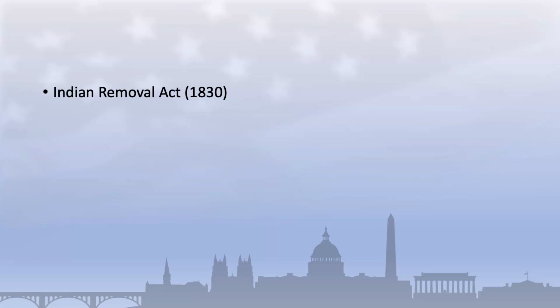The act was controversial and opposed by many, including some members of Congress, who saw it as a violation of indigenous sovereignty and human rights. However, President Andrew Jackson, who was a strong advocate for Indian removal, pushed the act through Congress and signed it into law. The government then used the threat of the Indian Removal Act to compel tribes to sign treaties ceding their land to the United States.